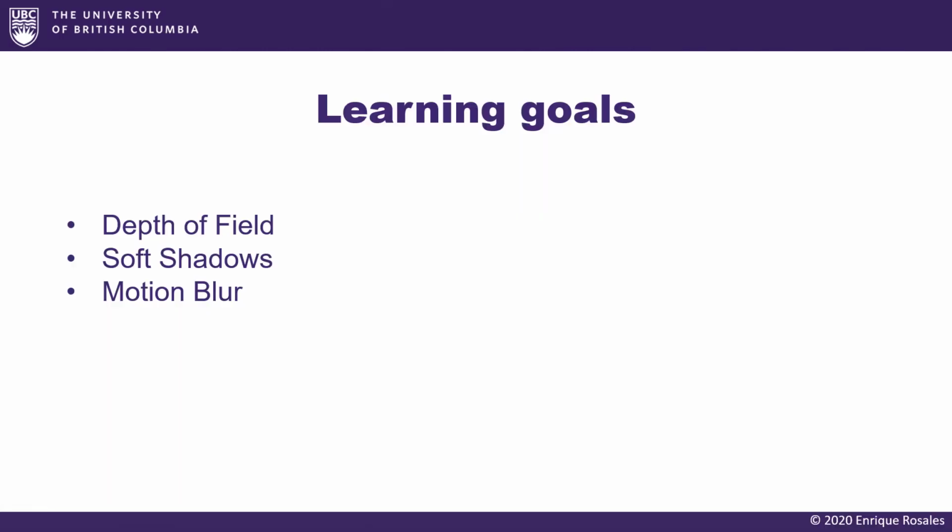Pending stuff. Well, learning goals for today: we will keep talking about depth of field, which is basically the solution of the depth of field. We will talk about soft shadows, or shadows produced by area lights, or area shadows, and also something called motion blur. Maybe some of you already know a little bit about this concept, but we will talk about how we achieve this in our implementation.